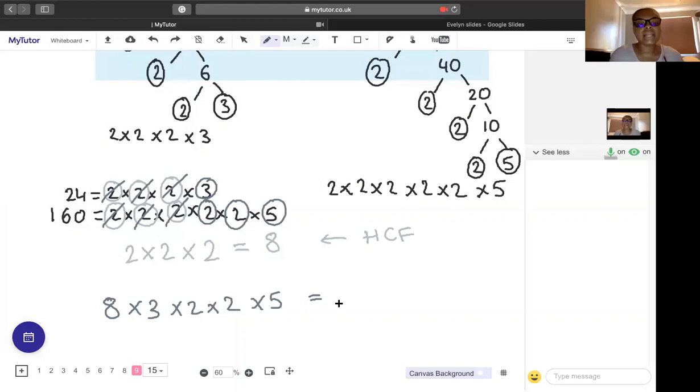And when we calculate this, we could do 2 times 5, which is 10, times 2, which would give us 20, times 3, which would give us 60, times 8, which would give us, quick maths, 420.